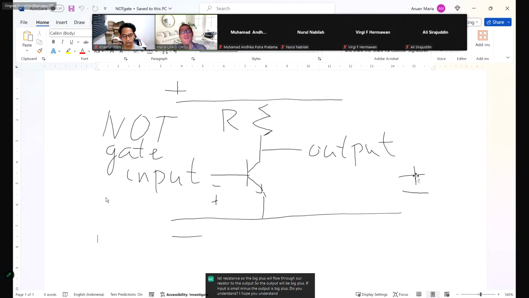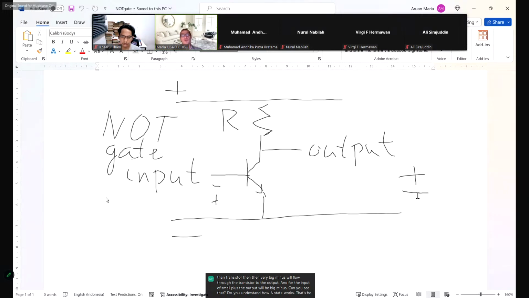I hope you understand. Now, if the input is small plus, then the transistor will be opened. Its resistance will be almost zero. And because the current will follow the path of the least resistance, because the resistor R in this case has much bigger resistance than transistor, then very big minus will flow through the transistor to the output. And for the input of small plus, the output will be big minus. Can you see that? Do you understand how NOT gate works?